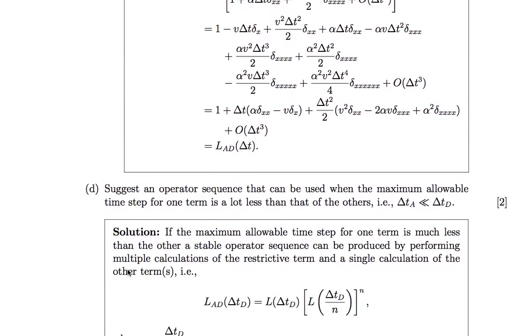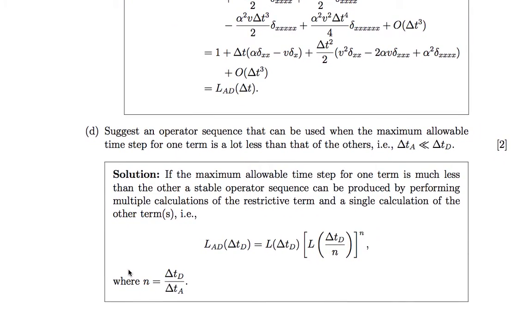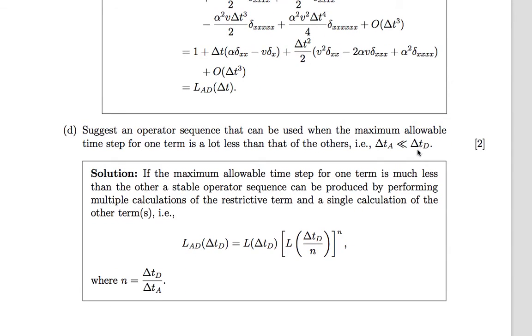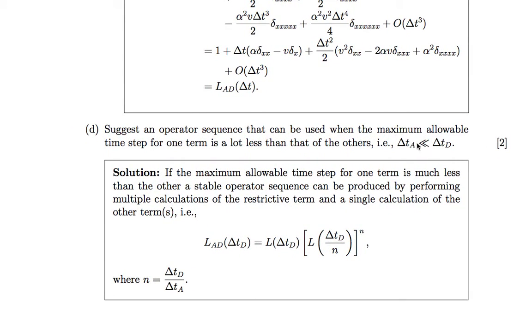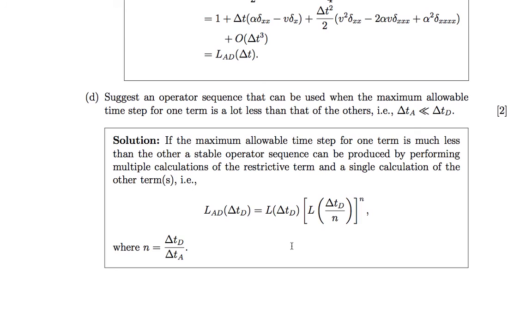Okay, final part of this question, part D: suggest an operator sequence that can be used when the maximum allowable time step for one term is a lot less than the other. For example, let's say the maximum allowable time step for the advection term was a lot less than that of the diffusion term. In this case, we can perform multiple steps for the advection term using its time step, and then just one time step for the diffusion term.